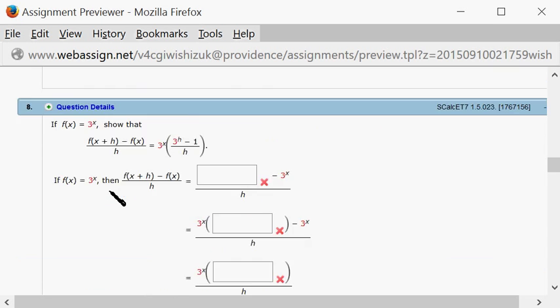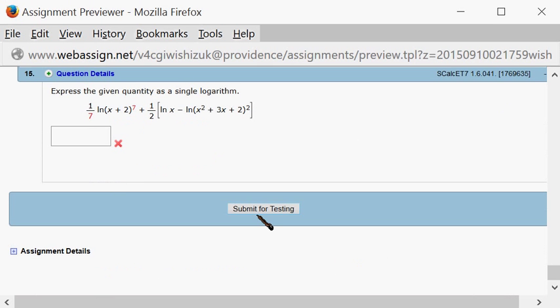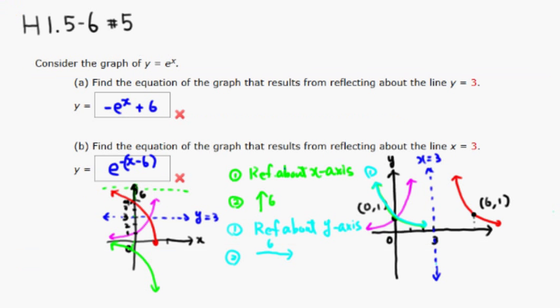So let's double check. Submit for testing. I came back and it looks like we got both of these correct. That's it. I hope that this was clear.